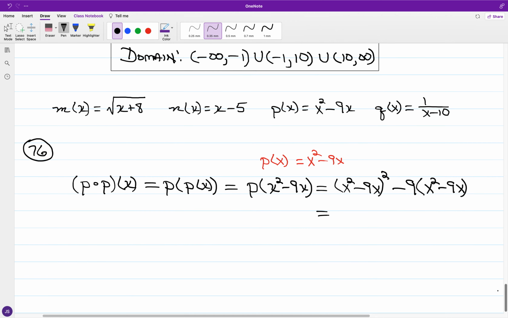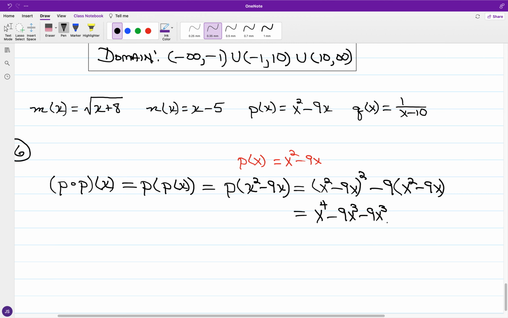And so for what we have in following through, squaring out x squared minus 9x, this will be x to the 4th minus 9x cubed, minus 9x cubed, and the square of negative 9x, okay, so that's going to be a positive 81x squared, and we have minus 9x squared, and we have plus 81x.